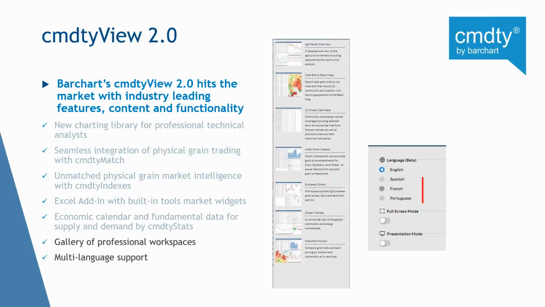We've also introduced multi-language support. Right now it's English, Spanish, French, and Portuguese, but other languages are easy to add. And that will change all the headers, column headers, row headers, etc., to all the navigational items within CommodityView to your local language.